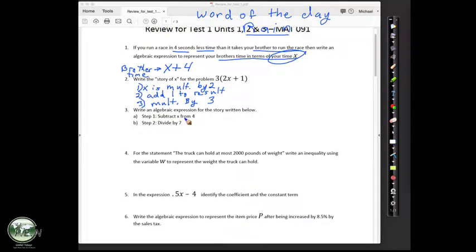So we do both. We ask you to tell the story, and then we give you a story and ask you to write it out. So you'll see both of these. So step 1, subtract x from 4. So if I did 4 minus x, would that be okay?